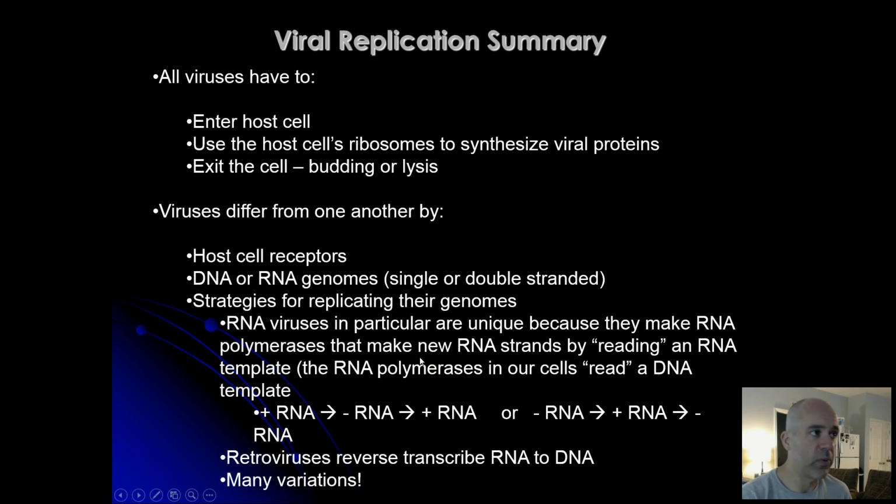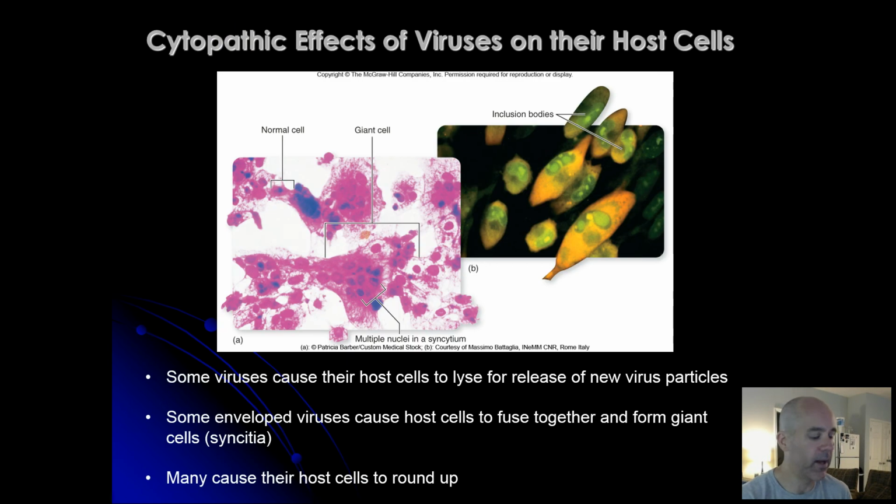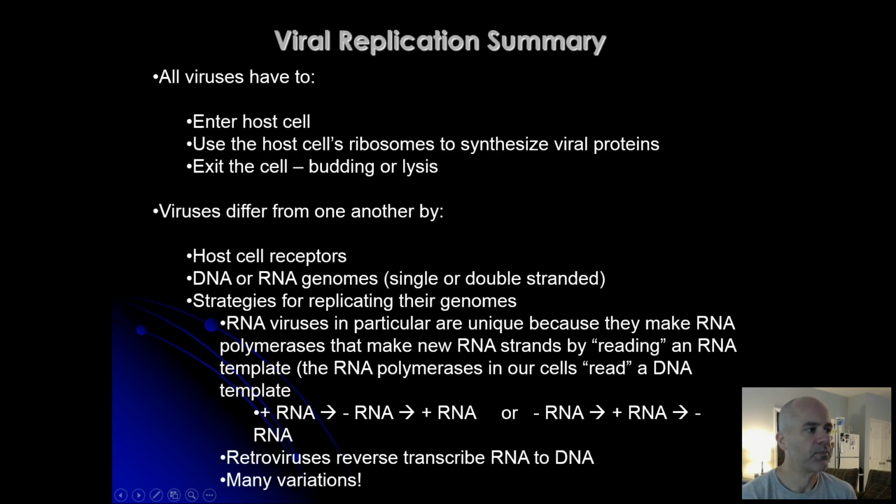So those were just a few example viruses. There are many, many, many others. So just a summary about how viruses replicate themselves. All viruses have to enter a host. They're going to hijack the host cell's ribosomes to make their proteins. And they've got to exit the host in some way. And that's either through lysis, that's breaking apart the host cell, or by budding, pushing itself through a cell membrane.